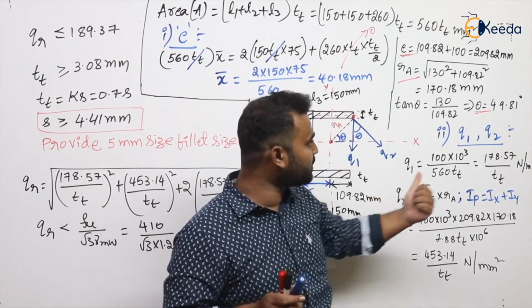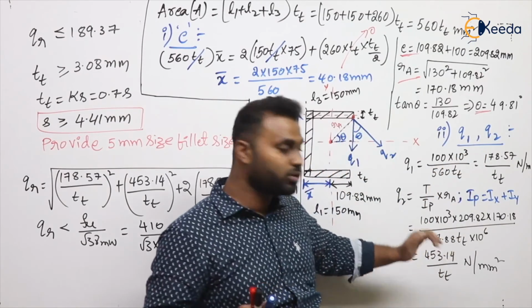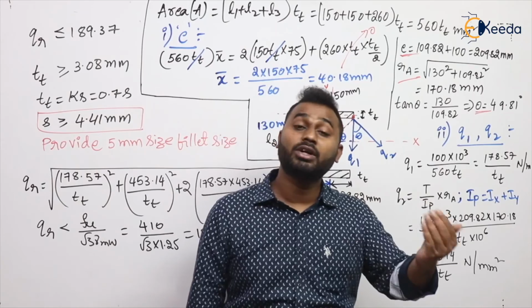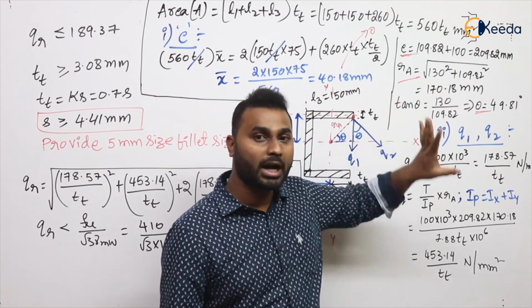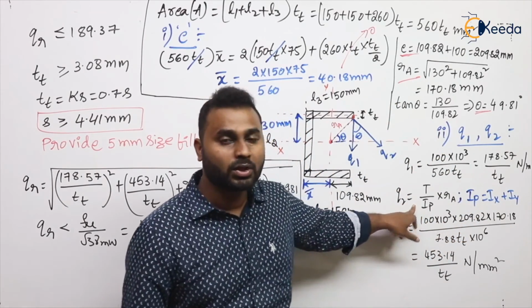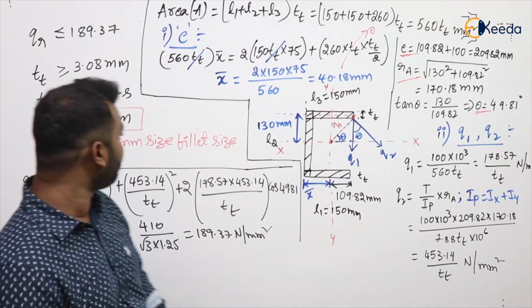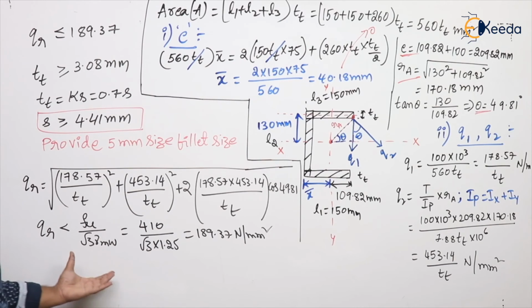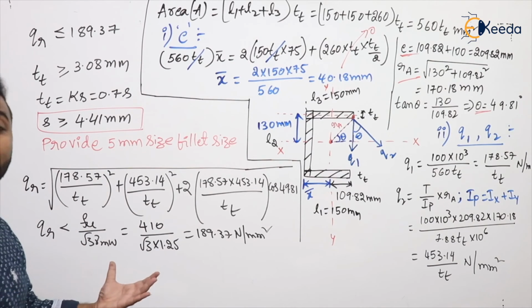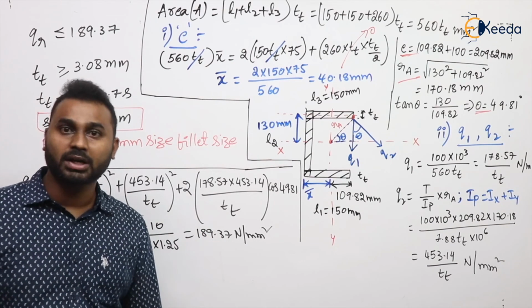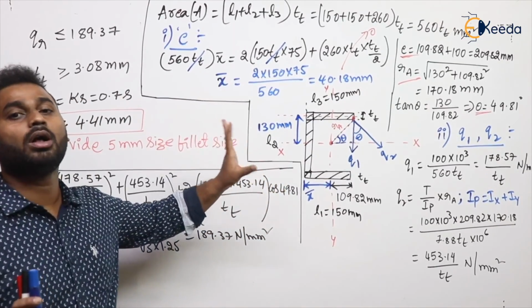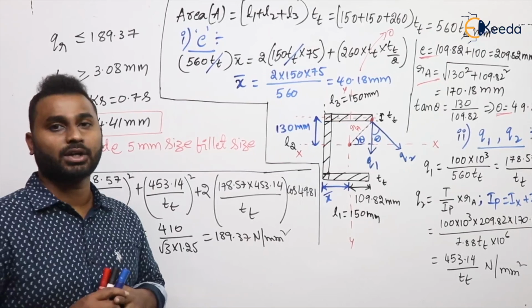The second step is finding out Q1 and Q2. For finding out Q2, we need to find the moment of inertia about XX and YY, and upon adding, we'll get IP. After getting Q1 and Q2, we need to find the resultant. After getting the resultant, that resultant should be less than or equal to the design stress, which we already discussed in our theoretical part. Is that clear? This is how to solve this type 1 eccentric welded connection. So take it out.